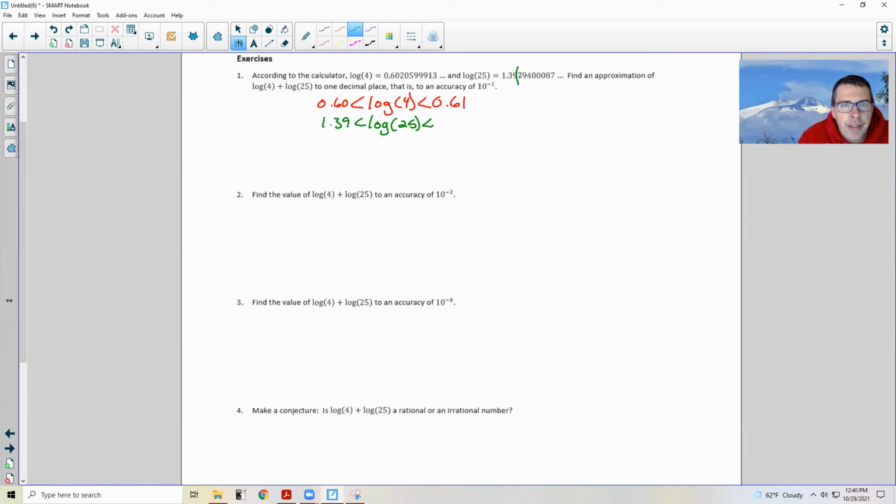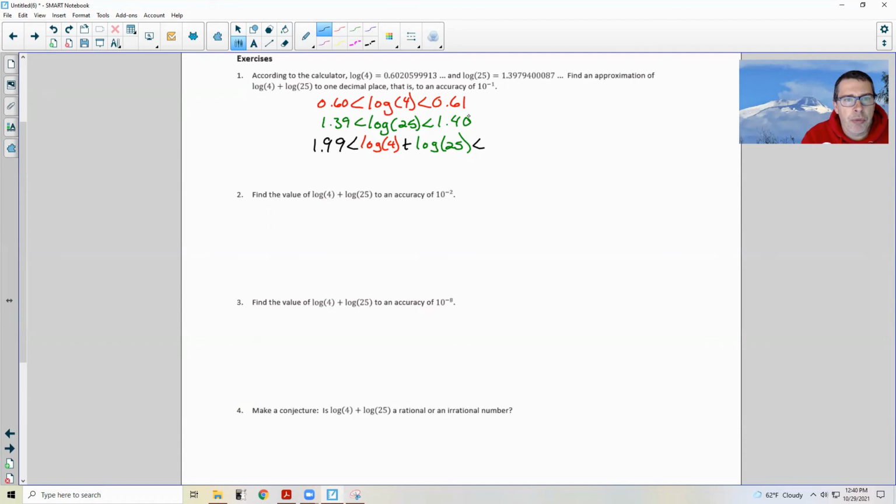And then rounding it up would be 1.40. So 1.397 is between 1.39 and 1.40 is what we're trying to say. Okay, so then if we take the sum of those two, then we take the log of 4 plus the log of 25 is going to be between the sum of the lower bounds and the upper bounds. So 9 plus 0 is 9, 6 plus 3 is 9, 0 plus 1 is 1. So we know the log of 4 plus the log of 25 is more than 1.99.